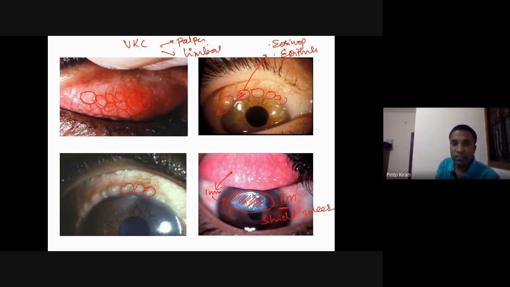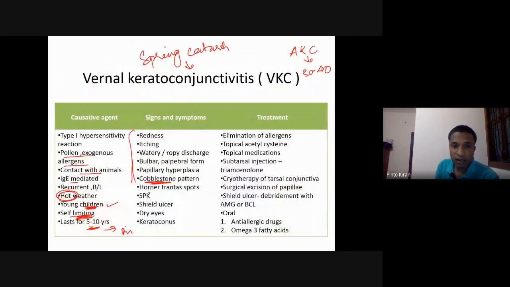So these are all the presentations of vernal keratoconjunctivitis: Horner-Trantas spots, shield ulcer, then over a period of time the patient will develop keratoconus. How do you treat? Again the same thing. The important addition is a mucolytic agent, that is acetylcysteine. 10 to 20% acetylcysteine topical eye drop is added.